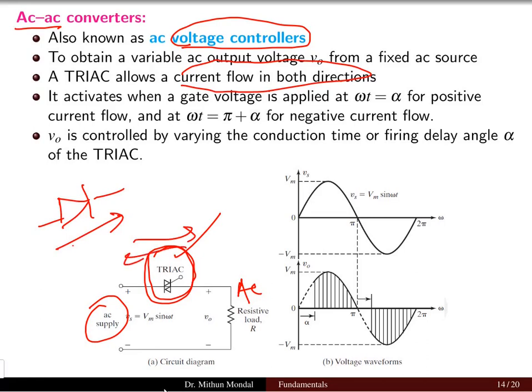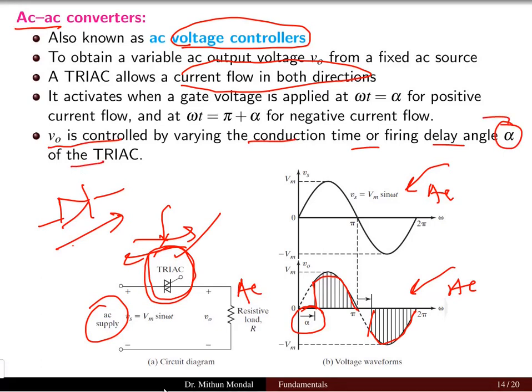We will see all these things in great detail in the coming lectures, and we will see how these operations work. Here we are giving you the overview where the AC supply, you can see here, is the AC supply, output is also AC, but there is some controlling factor alpha, which is controlling the AC supply, how much AC you require at the output. That is basically controlled with the help of the triac operation, which is again a power semiconductor device. So V0 is controlled by varying the conduction time and the firing delay angle alpha of the triac. This alpha is basically controlled with the gate signal.